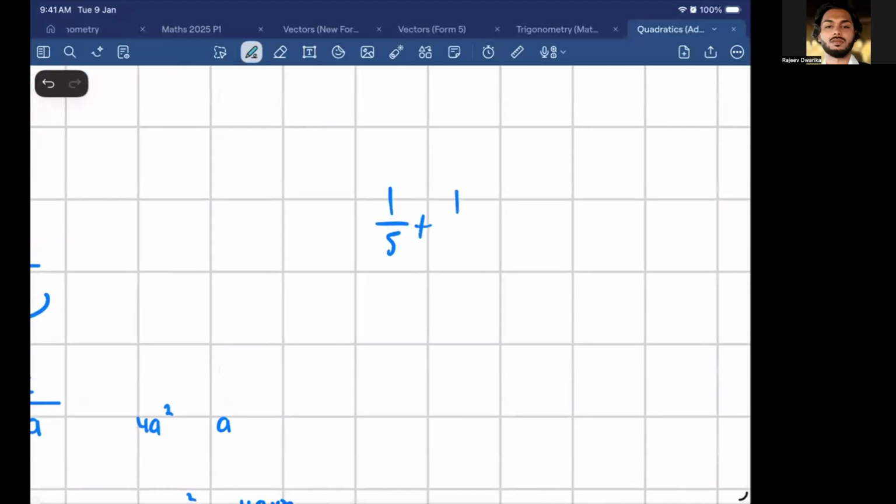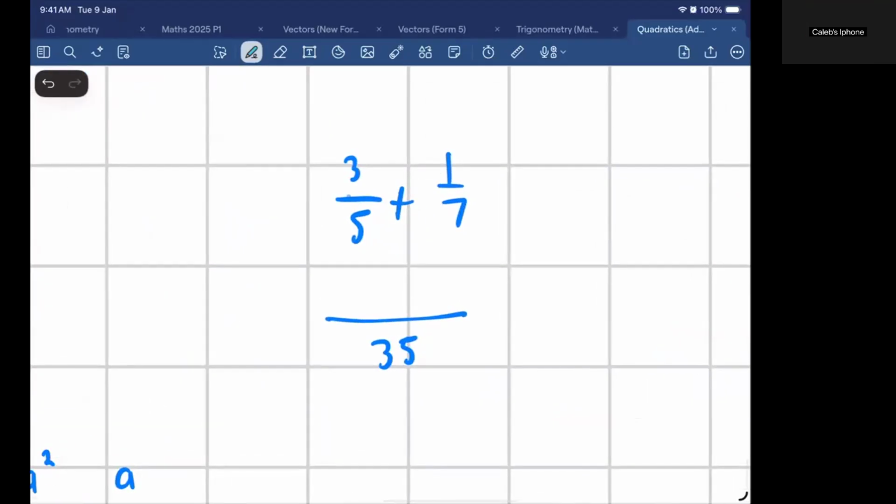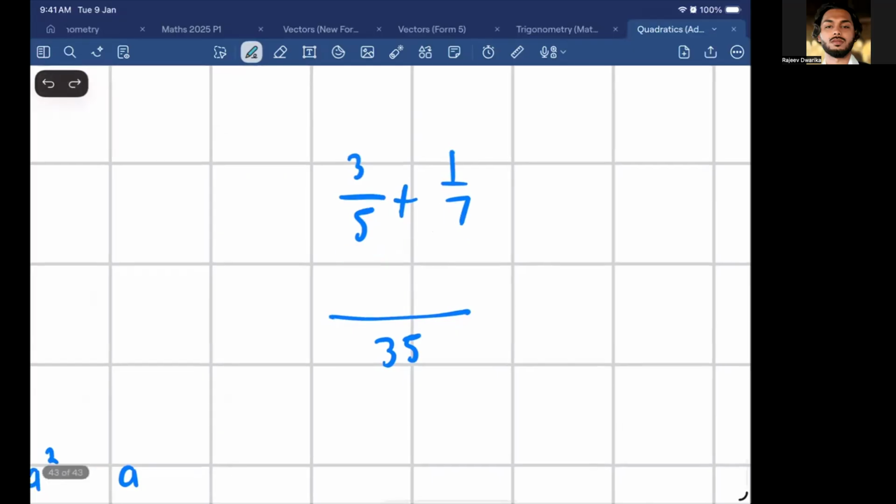Let me go back to simple maths. If you had 1 over 5 plus 1 over 7, the LCM would be 35. Actually, let me change that 1 to 3. So Caleb, how would I work this out? No, I can't just add the numerators. You see how we have different denominators? You can't do that. Only if it was the same denominator. So you have to find the LCM.